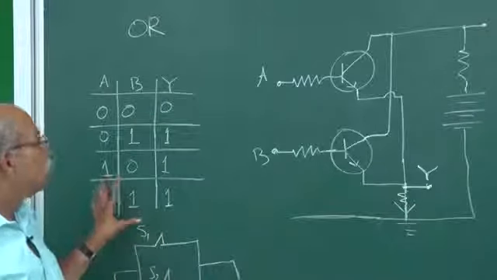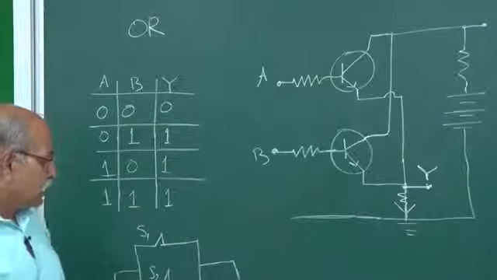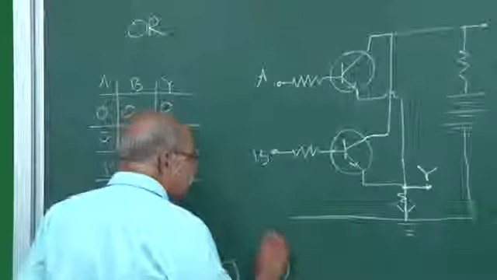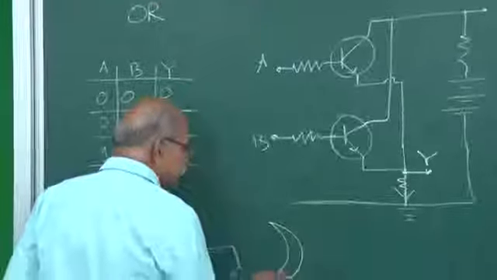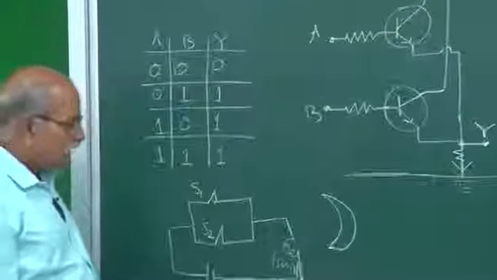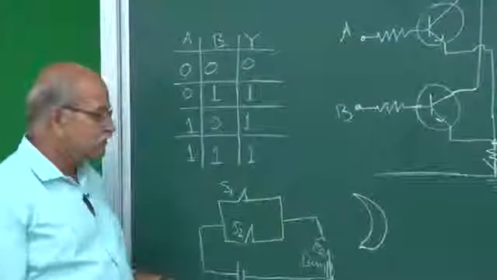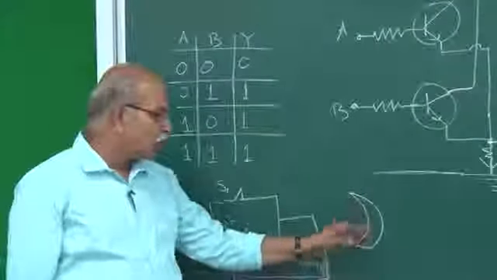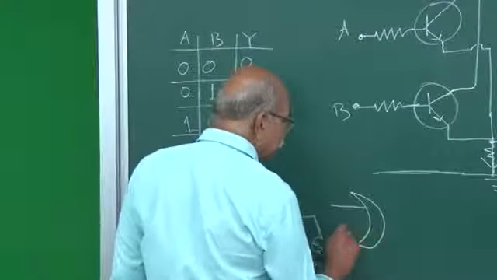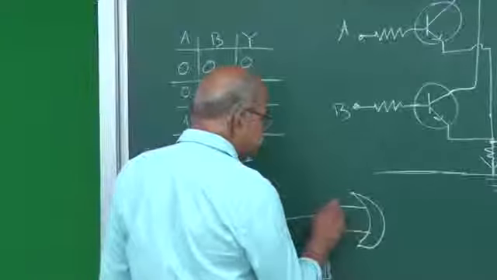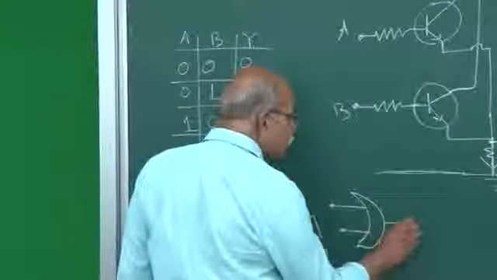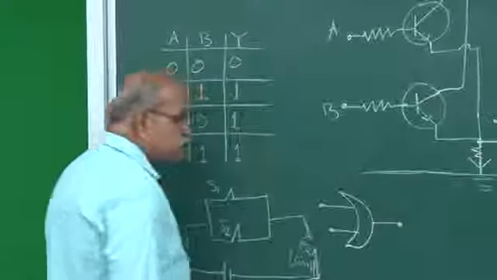So that is OR. What is the symbol for OR? The symbol for OR is like a concavo-convex lens. So that's the kind of symbol, and you put two input lines. These are the input points, and then you take another line. This is the output point. So that is the symbol for OR.